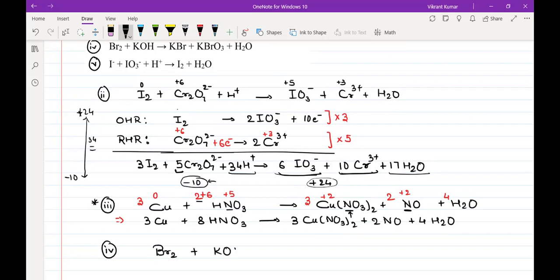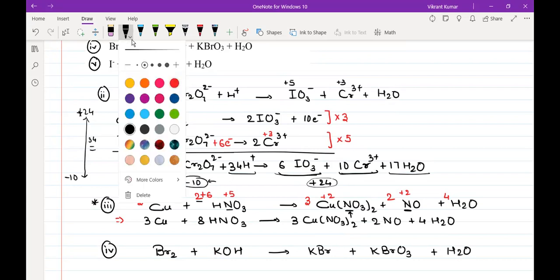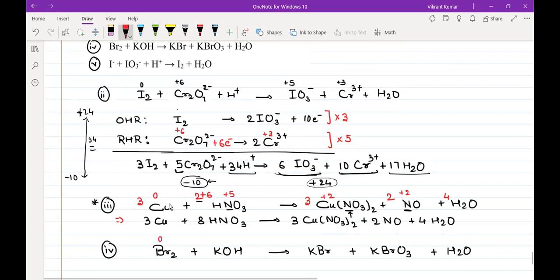Because if you see now, which is getting oxidized in this case? What substance is getting oxidized in this reaction? Bromine. And what is getting reduced? Also bromine. That type of reaction is called a disproportionation reaction, when the same element is getting oxidized as well as reduced simultaneously in a redox reaction. That is called a disproportionation reaction.